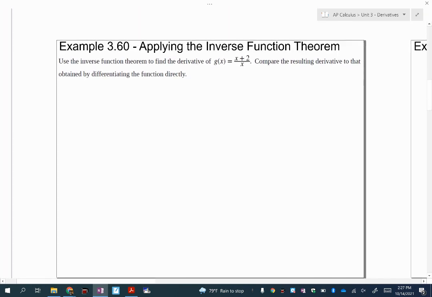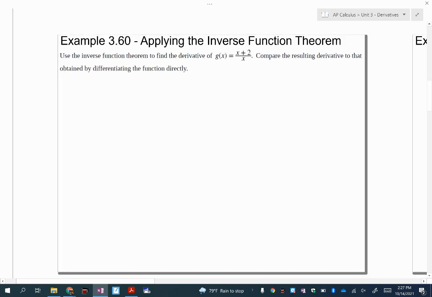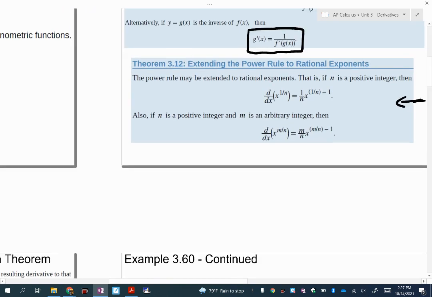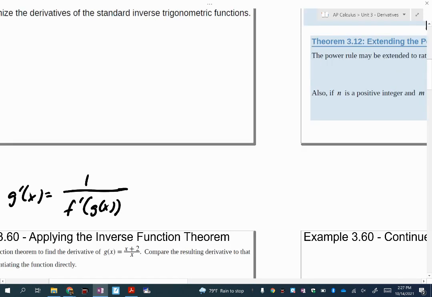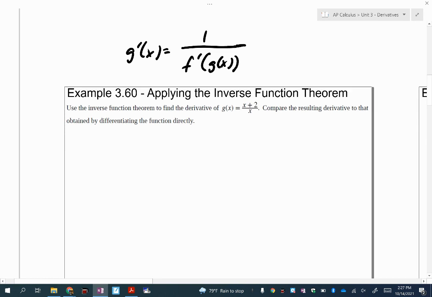All right, so we're given the inverse. We're going to use the inverse function theorem to find the derivative of this g of x function. Okay, so again, I'm going to be using that formula. I'm going to copy it down right there, the g prime of x. So g prime of x is equal to 1 over f prime evaluated at g of x. Okay, so just copy that down. We're going to find a lot of stuff.